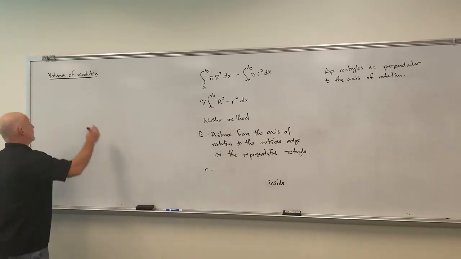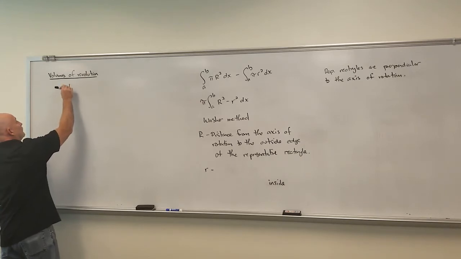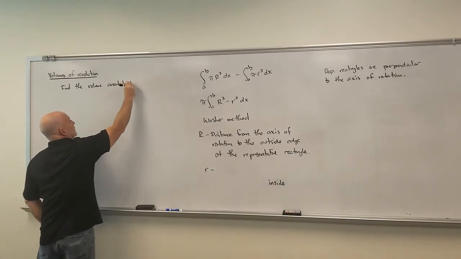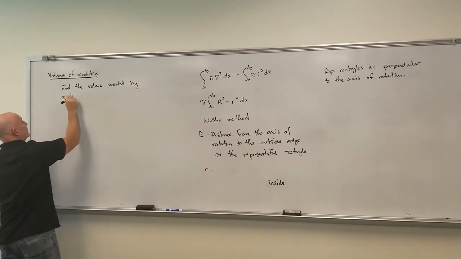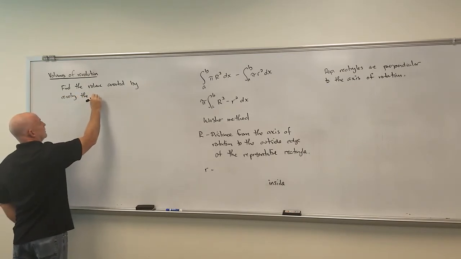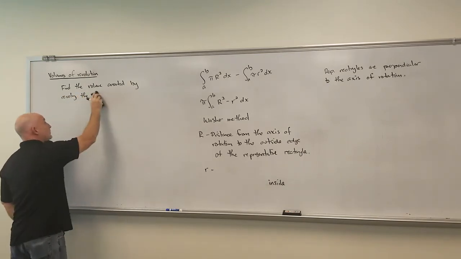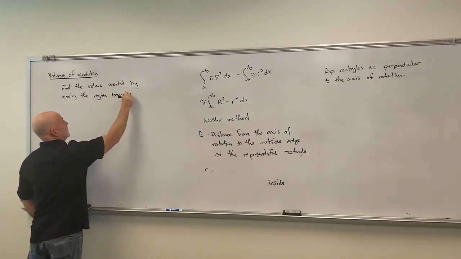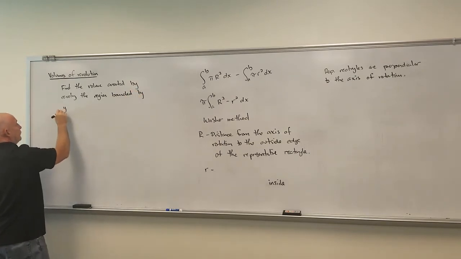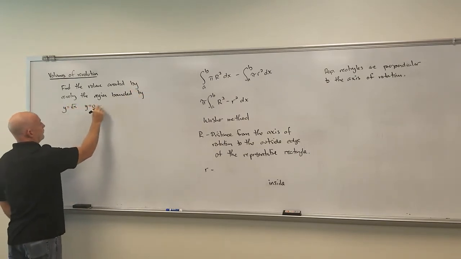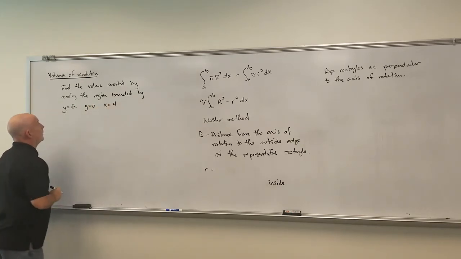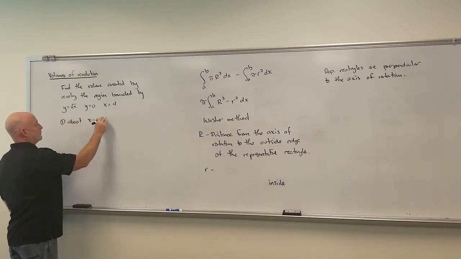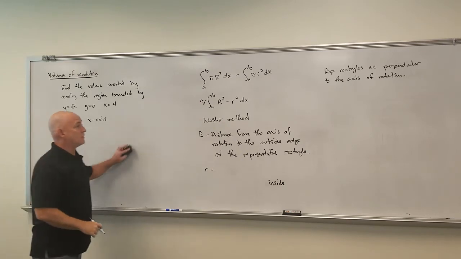Let's actually do the one we started with. Let's say, find the volume created by revolving the region bounded by, let's do y equals the square root of x, y equals 0, and x equals 4. And we're going to do several problems. Let's do about the x-axis first. It's kind of going to be the easiest. So we're going to go about a couple of different axes to see how this works.